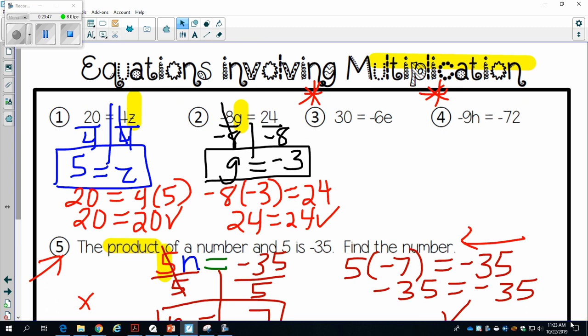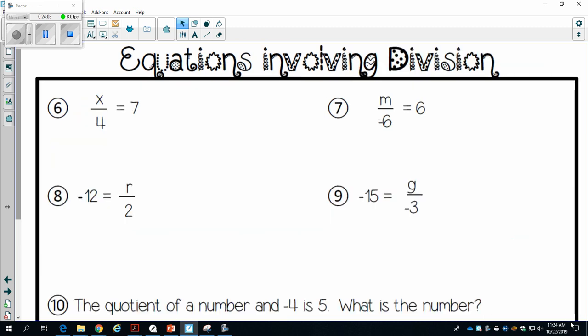All right. The last type of equation, we're just going to look at a few of them, are equations involving division. We haven't seen as many models with division, but we are going to talk about how we will solve division equations on the next slide. So now we have equations involving division.